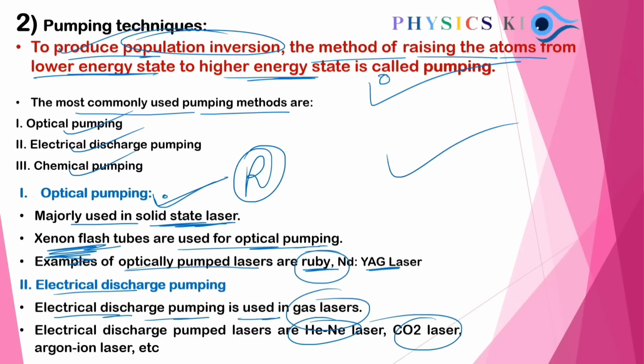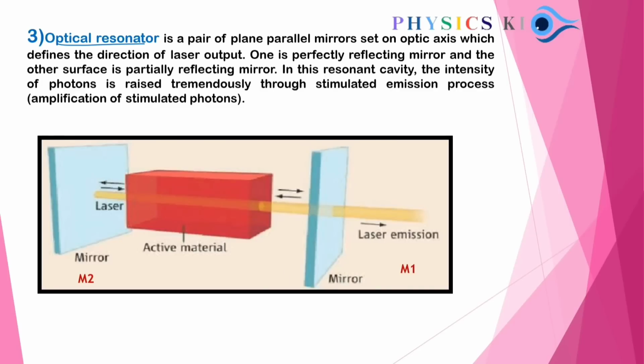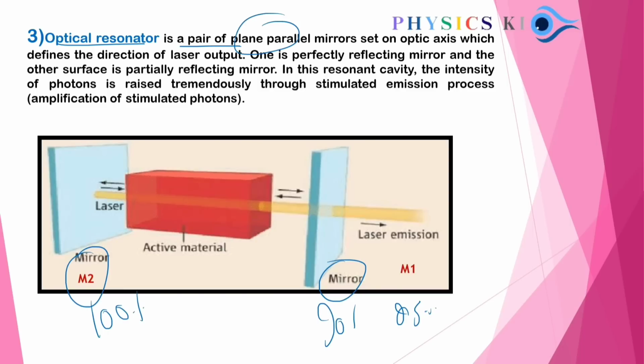And the third thing is the optical resonator. So what is an optical resonator? Two mirrors, M2 and M1, one which is 100% reflective and the second which is 90 or 95% reflective, whatever percentage we have. A pair of plane parallel mirrors set on the optical axis defines the direction of the laser output. One is a perfectly reflecting mirror and the other is a partially reflecting mirror. In this resonant cavity, the intensity of photons is raised tremendously through amplification by stimulated emission.